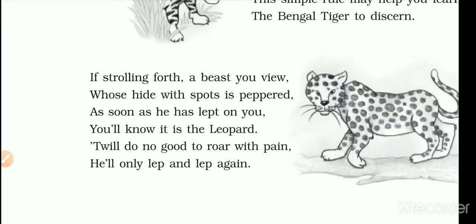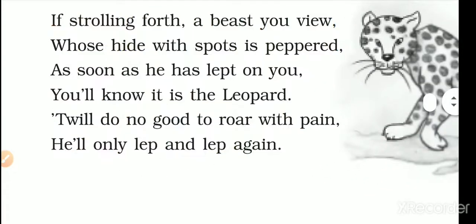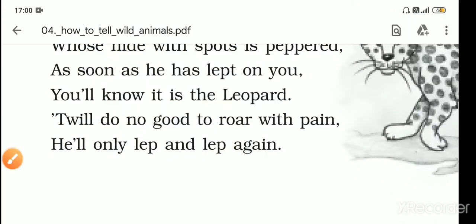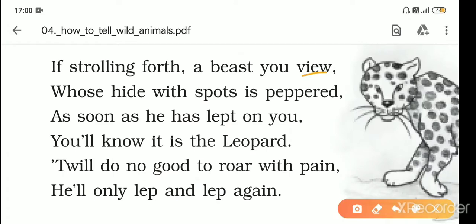Children, let us see the literary devices here. Again, the rhyme scheme A, B, A, B, C, C. Now, alliteration is used here, that is "he has", then the repetition "leap, leap". The last one is assonance, again the use of vowel sound O, that is in the first line, "strolling forth you".